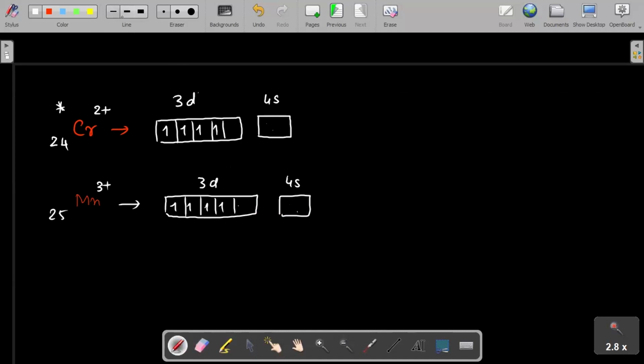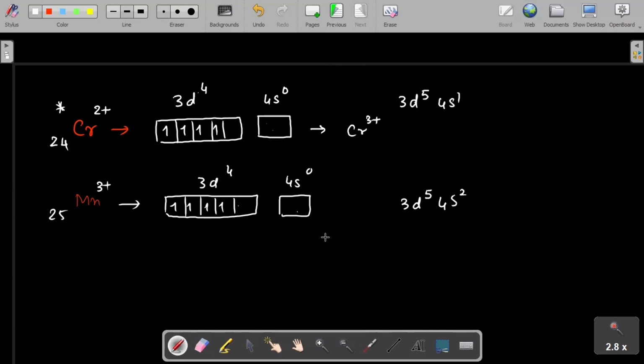Both of them have a similar configuration, 3d4 4s0. Remember the original configurations were 3d5 4s2, and in this case 3d5 minus 1. Here it is 3d5 4s2. Now Cr can easily shift itself to Cr3+.